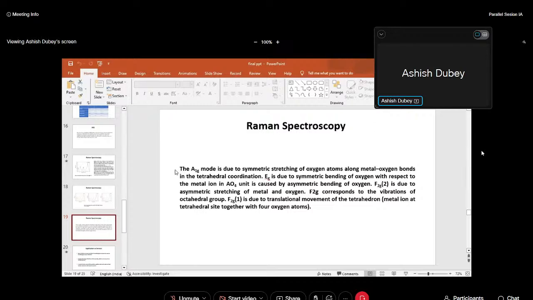The A1g mode is due to symmetric stretching of the oxygen atoms along the metal-oxygen bonds in the tetrahedral coordination. Eg is due to symmetric bending of oxygen with respect to the metal ion in the AO4 unit, and it is caused by symmetric bending of oxygen.